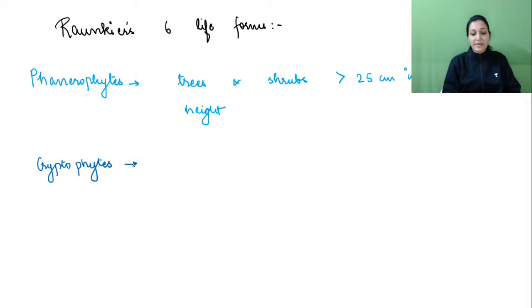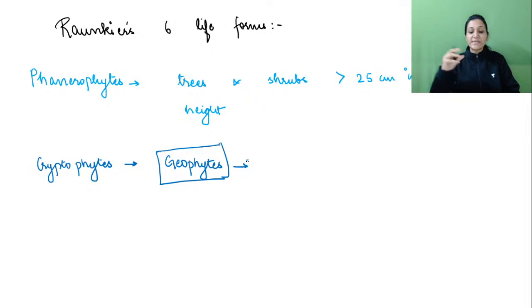Cryptophytes. And how are we going to call cryptophytes? Cryptophytes are also called geophytes. Now let us understand this. Geophytes are grasses which have above ground tissues that die back in winter or during prolonged dry period and survive unfavorable periods in the form of buds buried in the ground or as a bulb or rhizome.